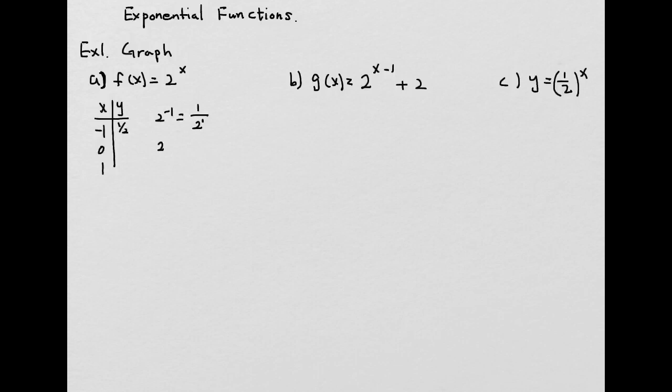And when you replace x with 0, any number to the 0 exponent equals 1. So you're going to get 1. When x equals 1, you get 2 to the first exponent, which will be 2. So let's see if we can graph that. When x equals 0, it passes 1 right there. When x is negative 1, it will be half. And positive 1, it will be 2.